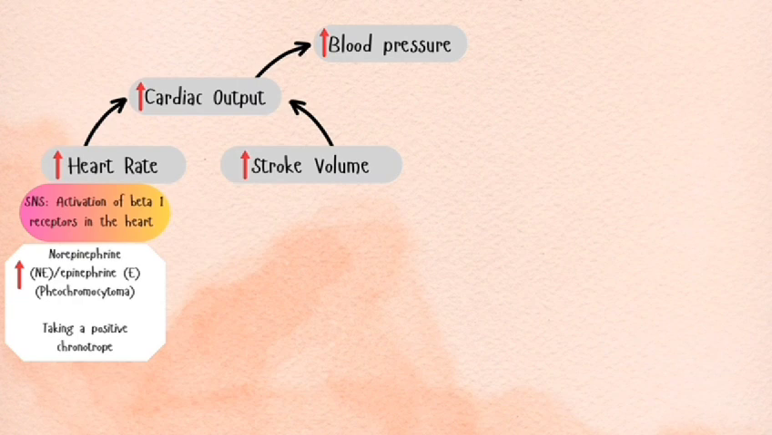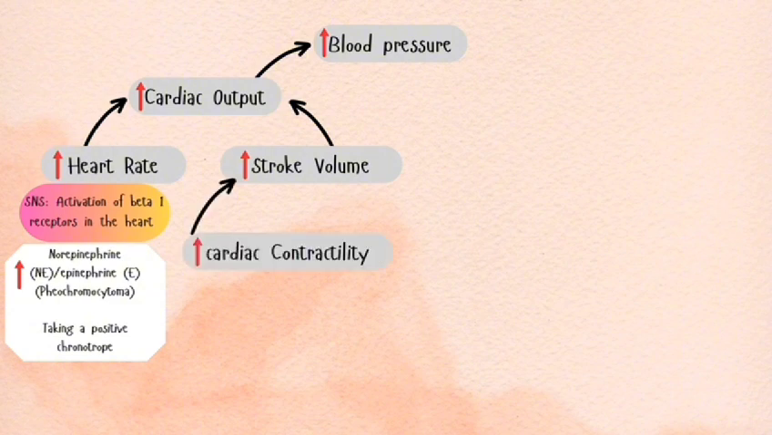So now let's talk about the relationship between stroke volume and cardiac output. Stroke volume is the volume of blood pumped from the left ventricle with each beat. Higher stroke volume increases cardiac output, while lower stroke volume decreases it. Stroke volume depends on several factors, including cardiac contractility, preload, and afterload. Enhanced cardiac contractility increases stroke volume by expelling more blood with each contraction, thus increasing cardiac output.